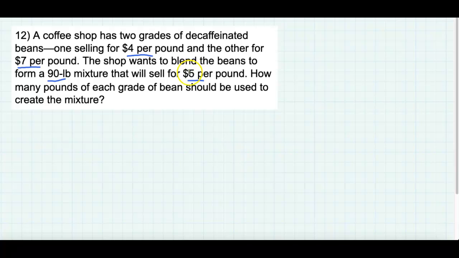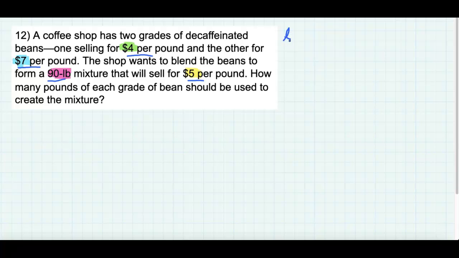So we've got $5 per pound for the mixture, and the other one is $7 per pound. We've got a total of 90 pounds here. Okay, and then we have a $4 per pound grade. So how much of each grade do we need? Those are our two variables, right?